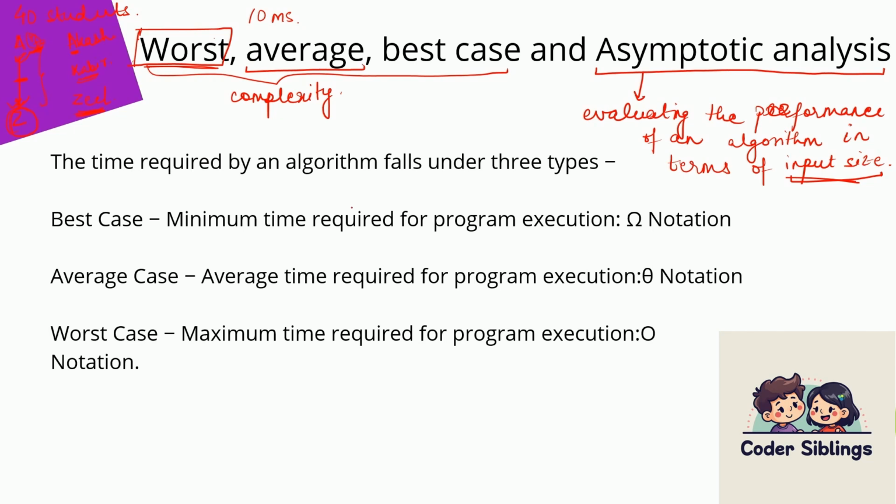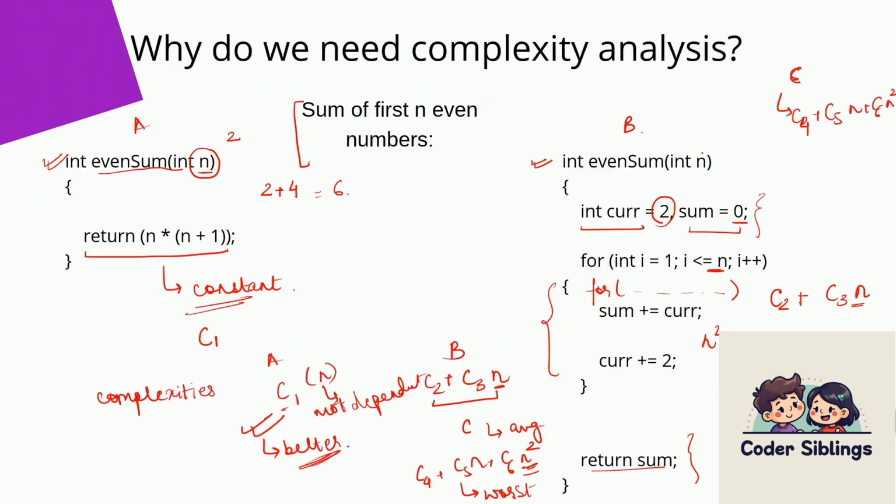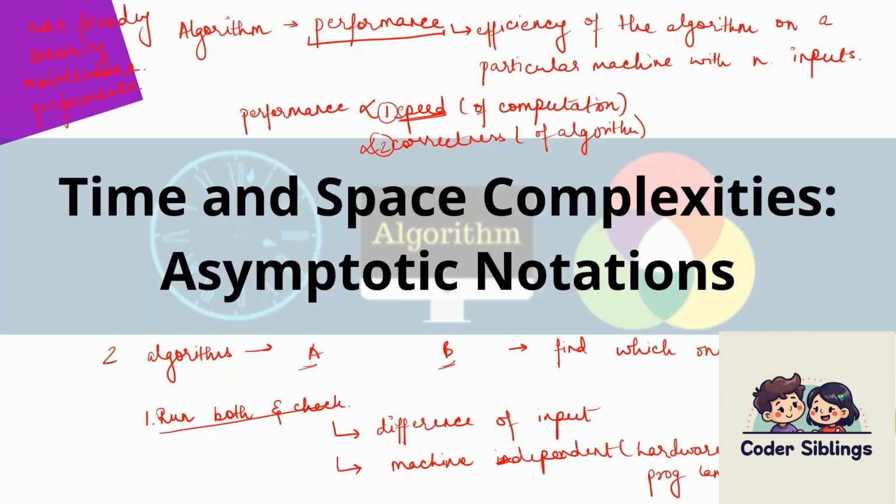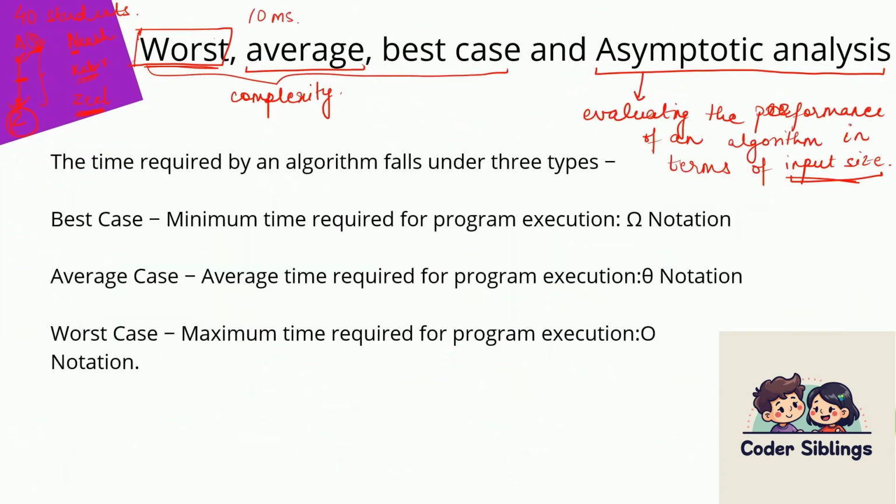And why do we consider asymptotic analysis? Because as we discussed, the first approach here, which was actually running both algorithms and checking, is not as efficient because of difference of input and the fact that it is machine dependent. If we use asymptotic analysis, that is calculating the performance in terms of input size, it is definitely not the perfect way, but it is by far the best way available for analyzing algorithms, right?